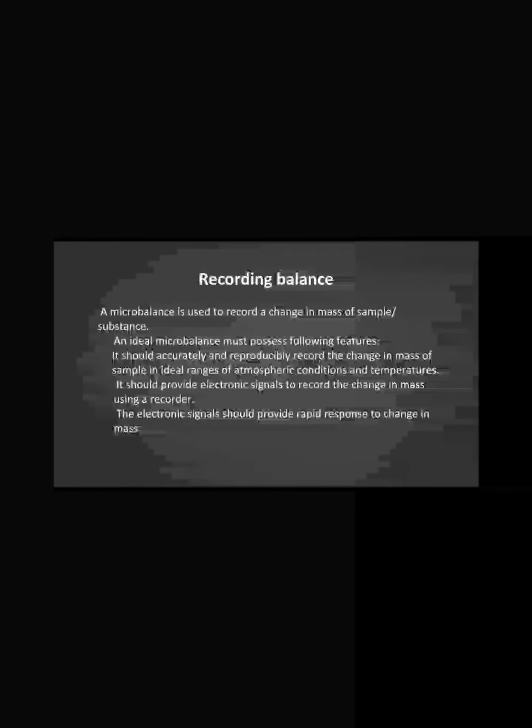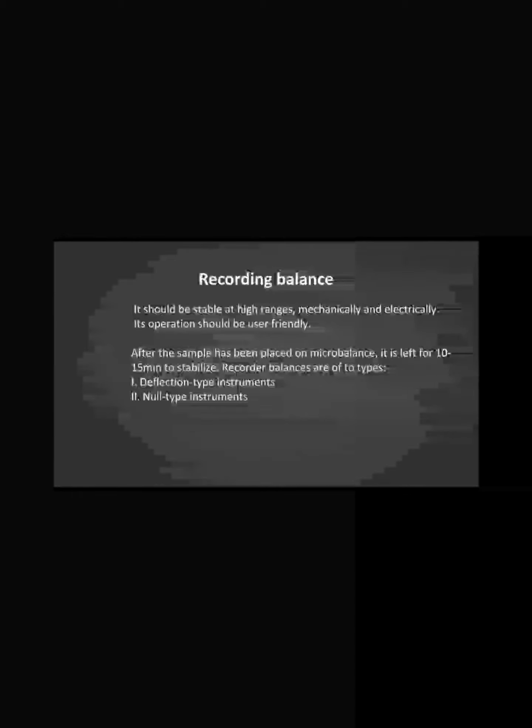Recording balance. A microbalance is used to record a change in mass of sample or substance. An ideal microbalance must possess following features. It should accurately and reproducibly record the change in mass of sample in ideal ranges of atmospheric conditions and temperatures. It should provide electronic signals to record the change in mass using a recorder. The electronic signals should provide rapid response to the change in mass.